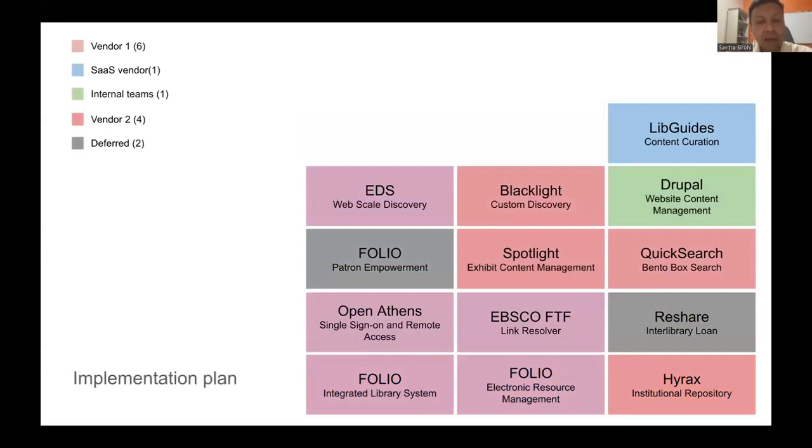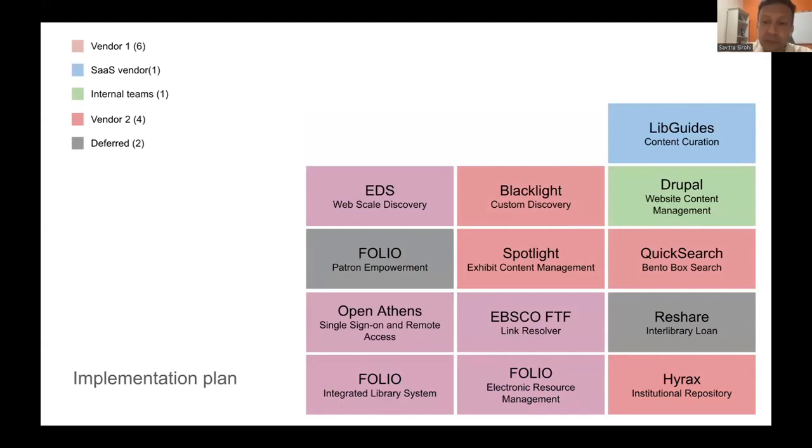Now, to implement, we wanted to use vendors. We didn't want to use too many vendors, because it would be too complex. And the way the analysis went, it was not very clear all the time, but eventually it clicked into place. Okay, it fit very well that we'll have one vendor for Folio, Open Athens, EDS full text, link resolver. Okay, 4 boxes would be done by one vendor.